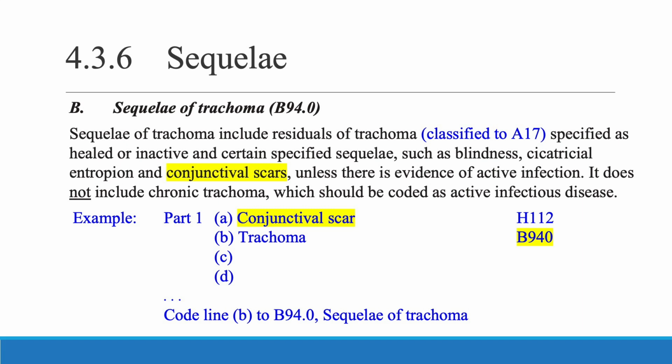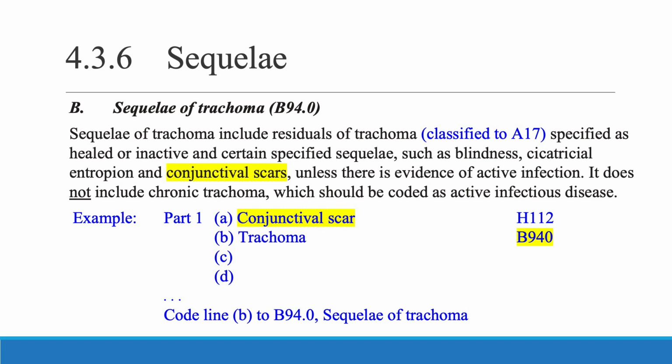The next mortality classification specific instruction is for sequela of trachoma, B94.0. Sequela of trachoma include residuals of trachoma classified to A71, specified as healed or inactive, and certain specified sequela such as blindness, conjunctival scars, unless there's evidence of active infection. It does not include chronic trachoma, which should be coded as active infectious disease.